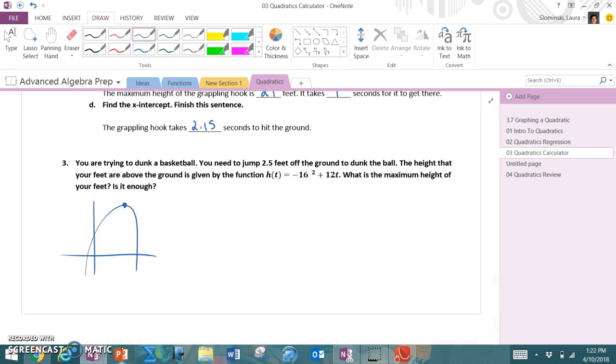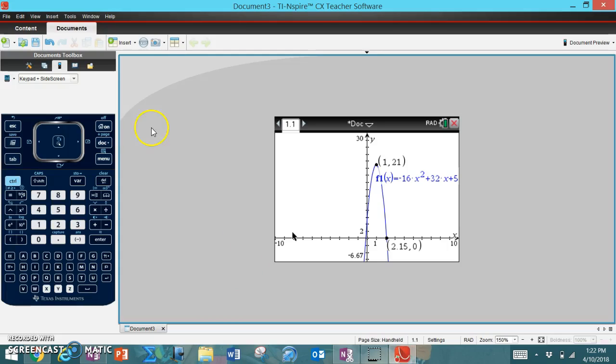And I need to find this point. Remember, the first value is the time it takes me to reach my max, but this is the height at my max. I need to be able to jump 2.5 feet off the ground, so I'm looking to see if the y value of the maximum point of this parabola is greater than or equal to 2.5 feet, and if it is, I can do it. So this one's a little bit simpler. I just need to graph it and find the maximum.